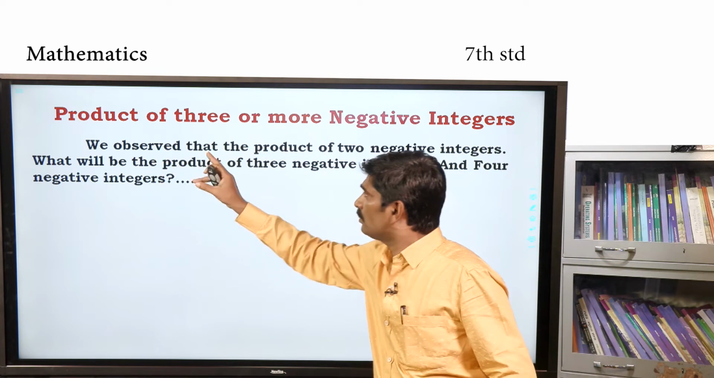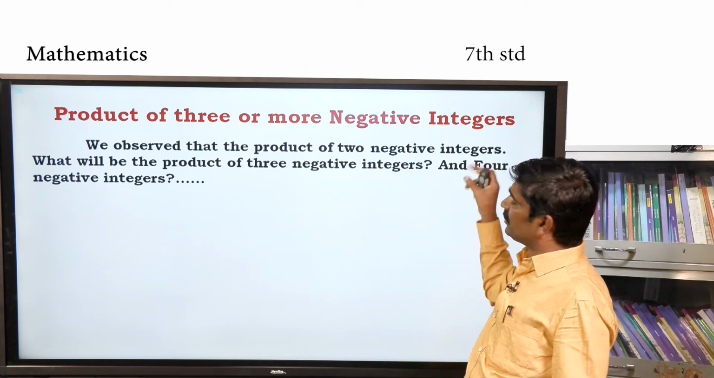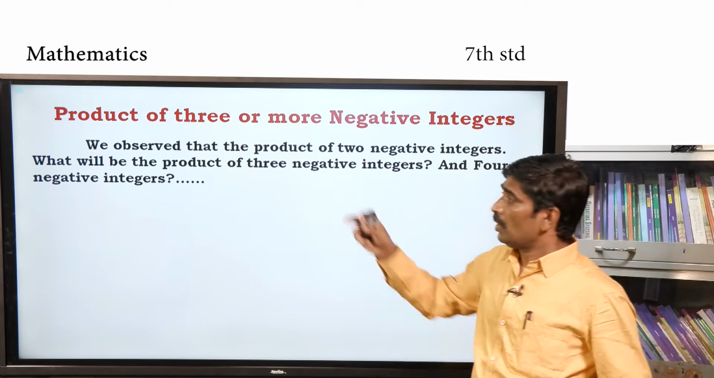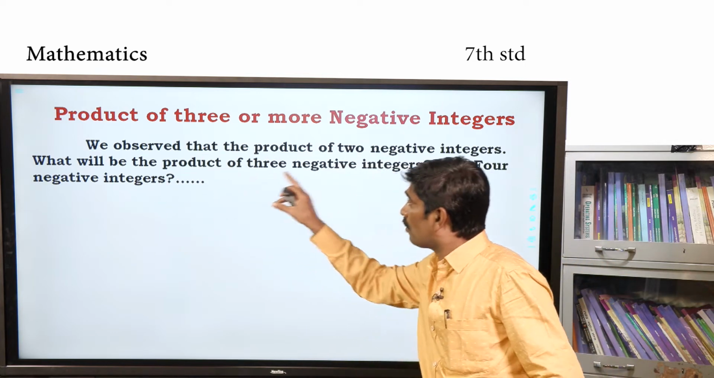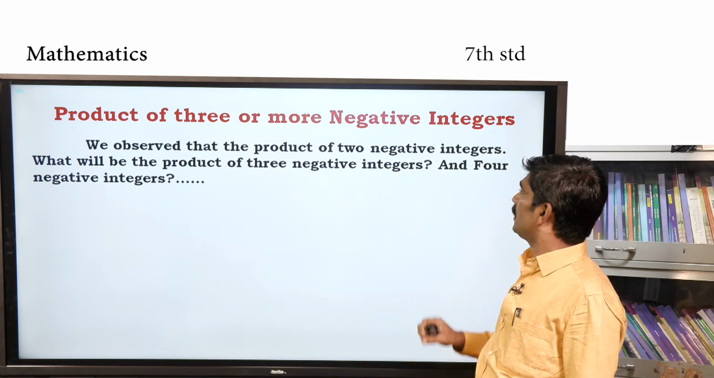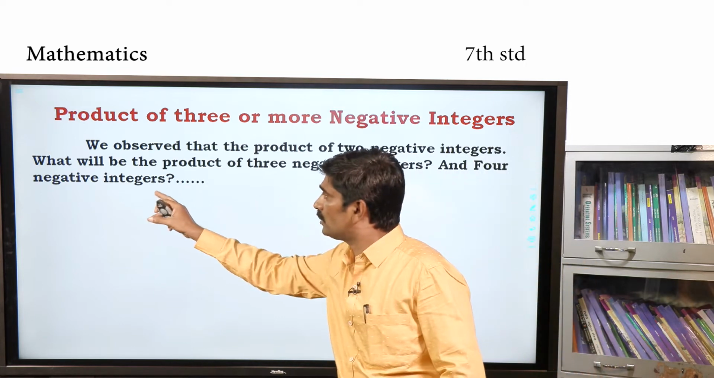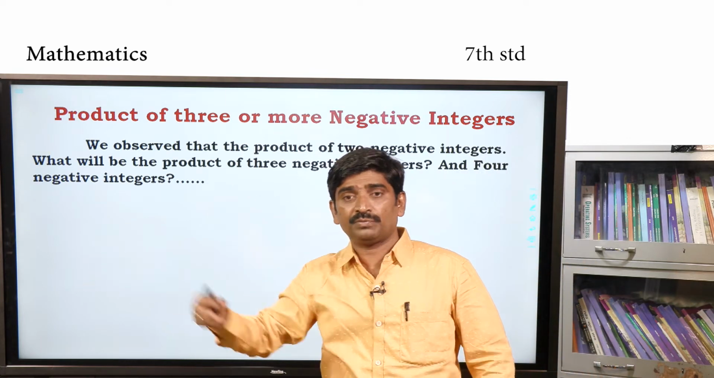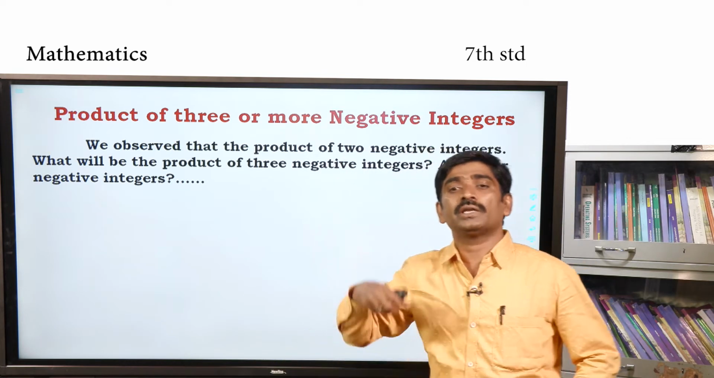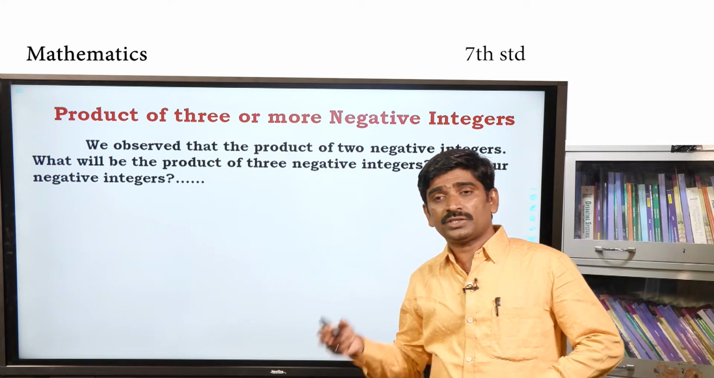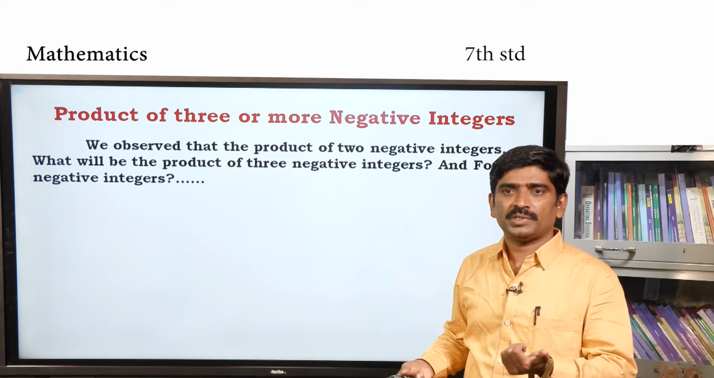Next we go to the product of three or more negative numbers. We observed the product of two negative integers previously. What will be the product of three negative integers, or four negative integers, and so on? If there are five negative integers, or six negative integers, then what happens?